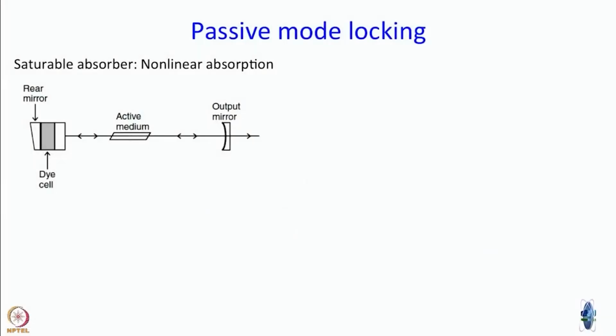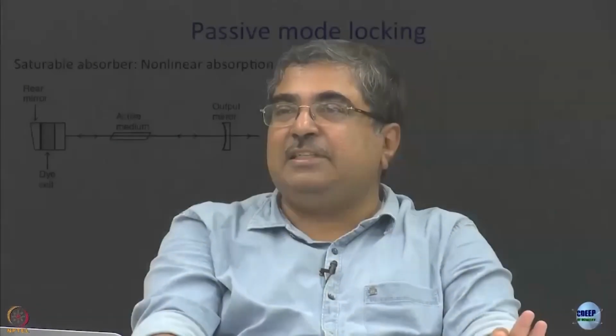Now, let us talk about passive mode locking. What is the meaning of passive mode locking? In passive mode locking, what you do is you introduce an element in which you do not apply sound, do not apply voltage, do not apply anything. There is some property of the medium by which mode locking is achieved, and the simplest passive mode locking device is a dye cell, a very highly concentrated solution of some dye. The dye has to have some property, we will come to that.